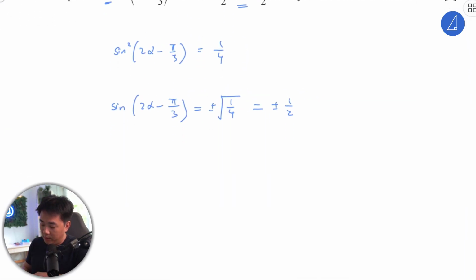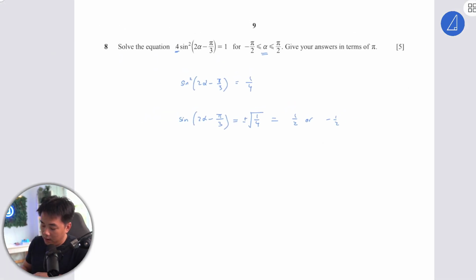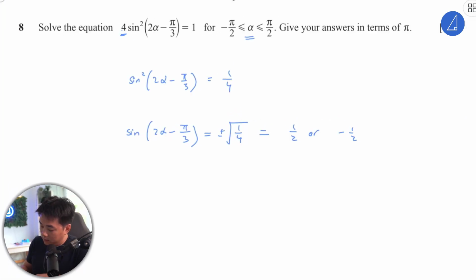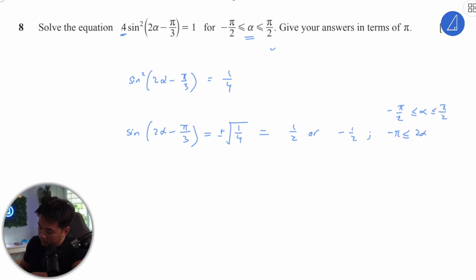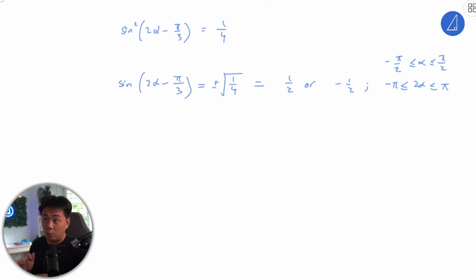Remember that what we have now is plus or minus, so this or minus half here. Also take note, the angle that we're solving now is 2 alpha. Alpha ranges from minus pi over 2 to pi over 2, which is given. So if we multiply by 2, 2 alpha will be from minus pi to pi. Okay, remember that.